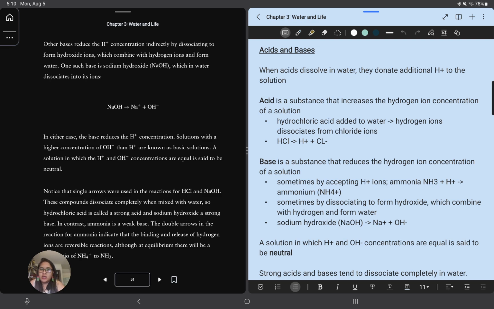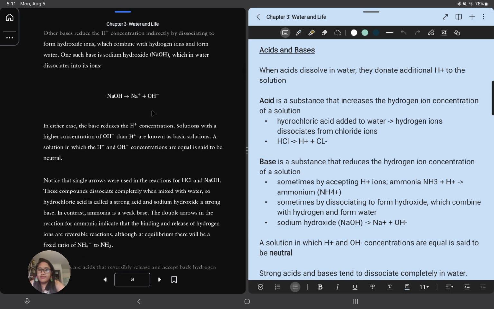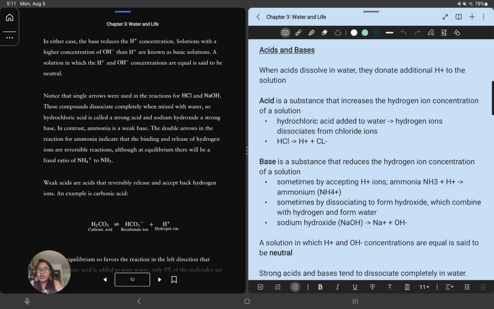So we see sodium hydroxide dissociating into a sodium ion and a hydroxide ion. In either case, the base reduces the hydrogen ion concentration. Solutions with a higher concentration of hydroxide than hydrogen ions are known as basic solutions. A solution in which the hydrogen ion and hydroxide ion concentrations are equal is said to be neutral.